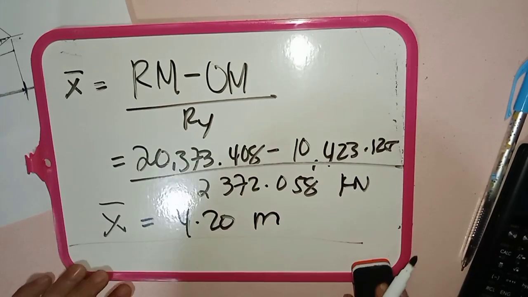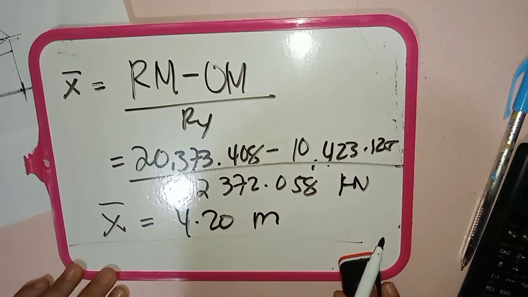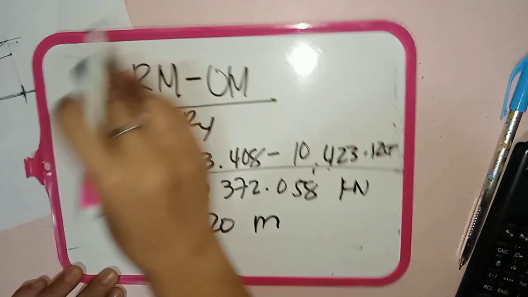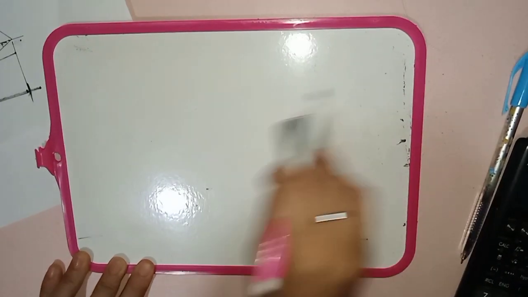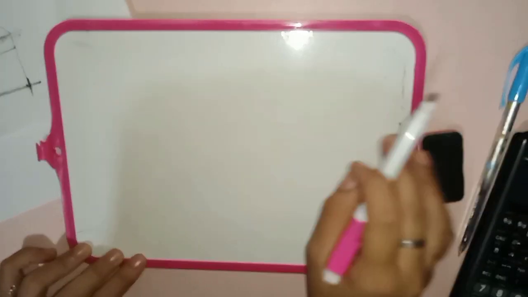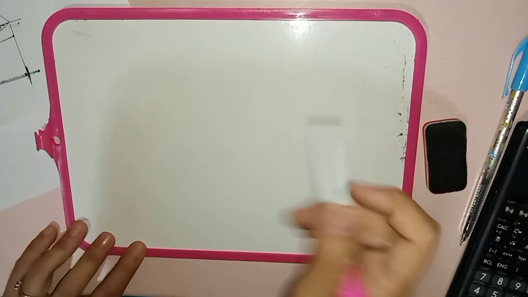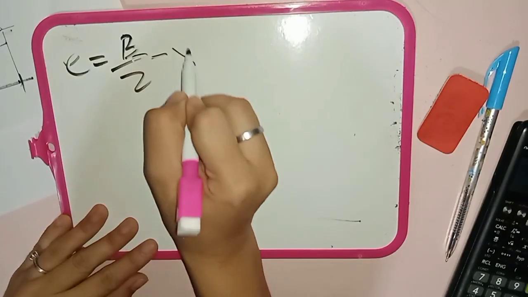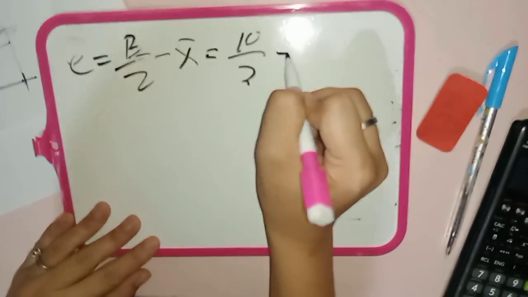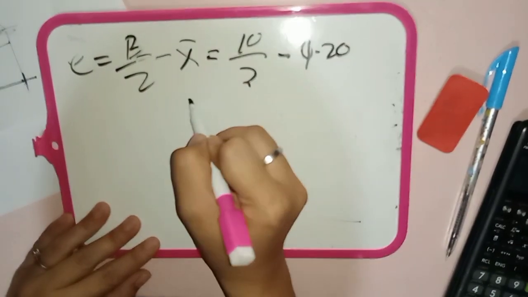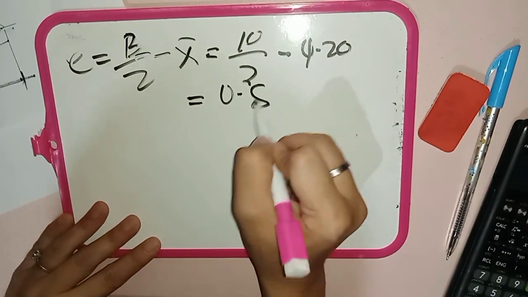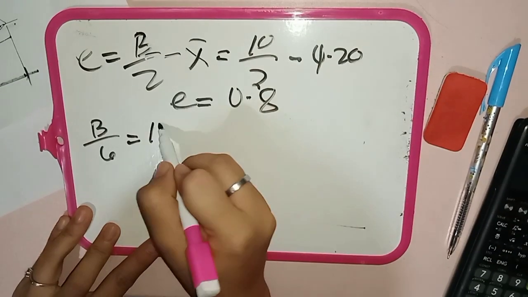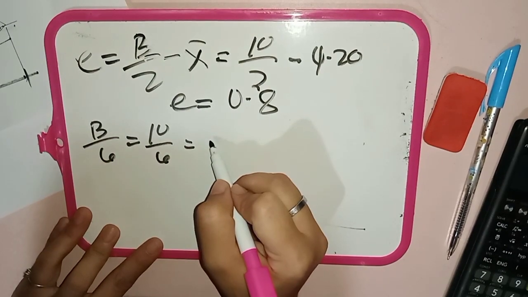The next thing to find is the intensity of pressure. Before that, we find the eccentricity E, to see whether it is greater than or less than B over 6. Our E is B over 2 minus x-bar, so 10 over 2 minus 4.20 equals 0.8, the value of E. So B over 6 equals 10 over 6 equals 1.67.